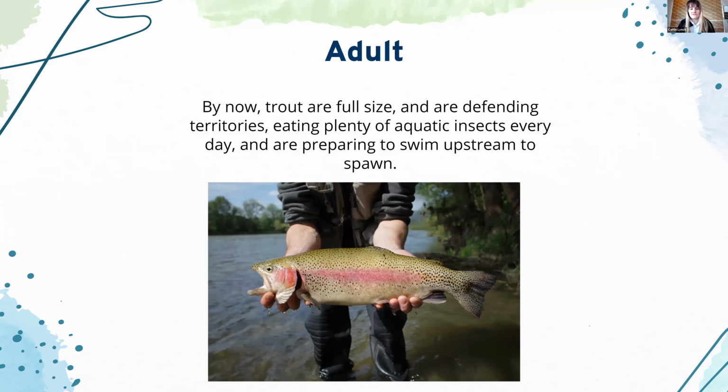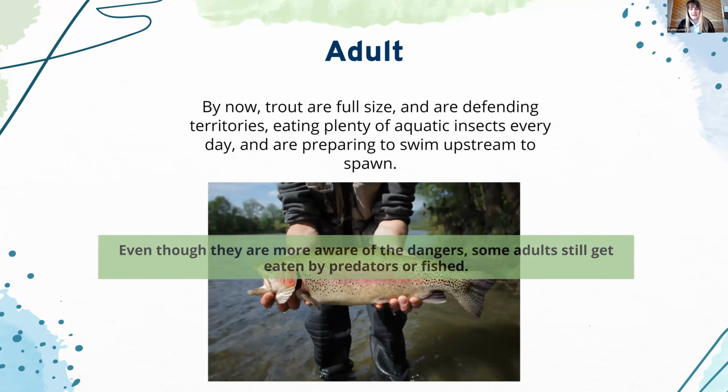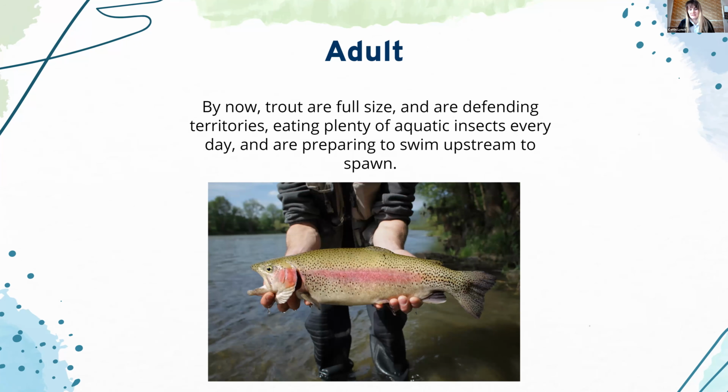And this is going to be our full size rainbow trout. And even though they're more aware of the dangers, they'll still get predated or fished. And like I said, that's kind of what they look like at the full size. They've got that pinkish coloration on the side of them. They've got the pink cheeks. So they're going to be at a good level to be able to go back up and spawn.